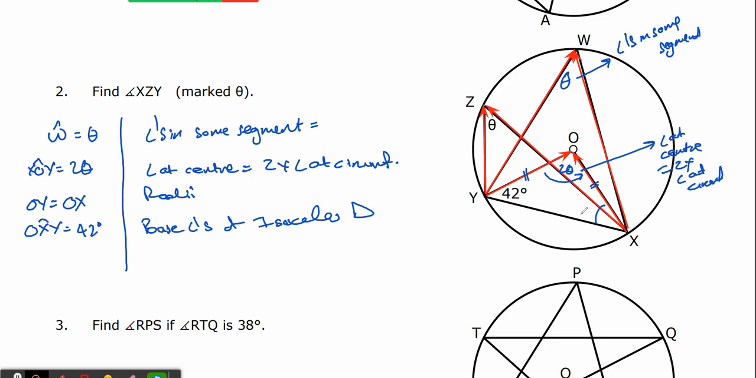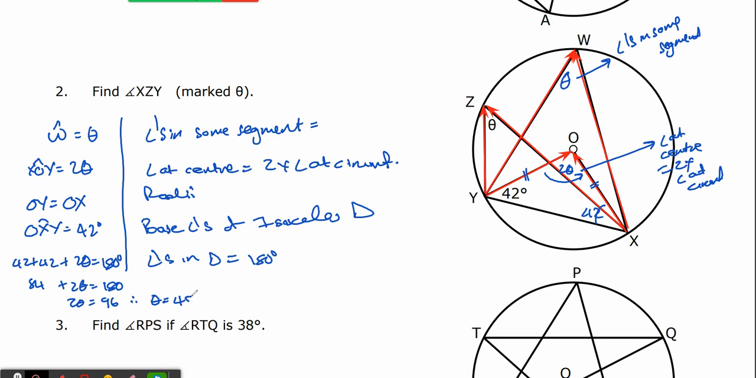So therefore, if we add all these three up, we've got 42 plus 42 plus 2 theta will equal 180. That's angles in a triangle equal to 180 degrees. That becomes 84 plus 2 theta equals 180. 2 theta is equal to 96, and then therefore theta is equal to 48 degrees. And that's done. All right, good.